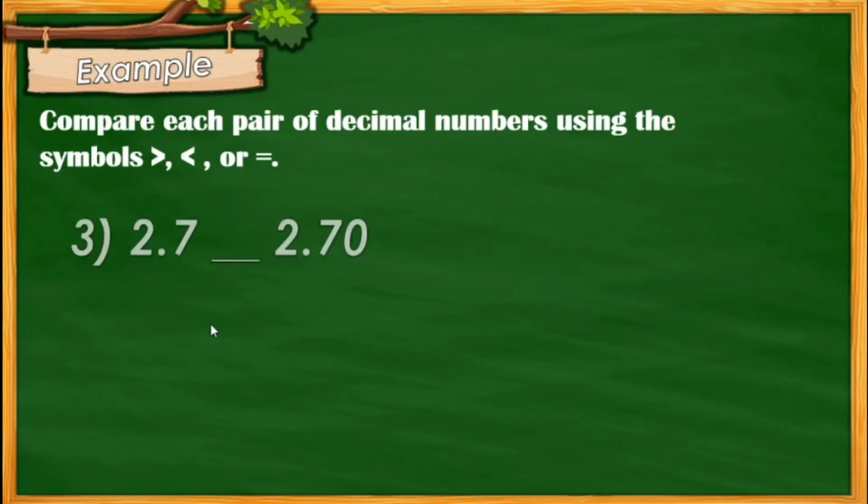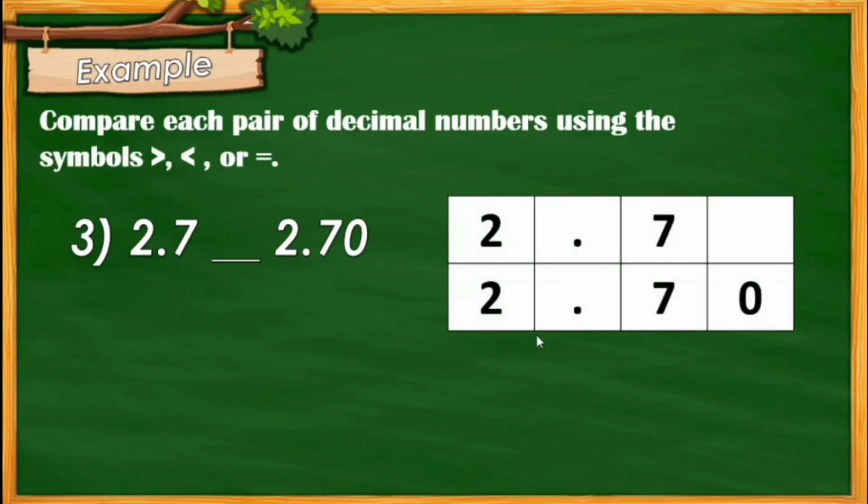Next, number 3. 2 and 7 tenths compared to 2 and 70 hundredths. Is it greater than, less than, or equal? So again, let's use the table. 2 and 7 tenths, 2 and 70 hundredths. So again, make the two decimals the same highest place value. Now, is it greater than, less than, or equal? Very good, grade 5 pupils. It is equal.